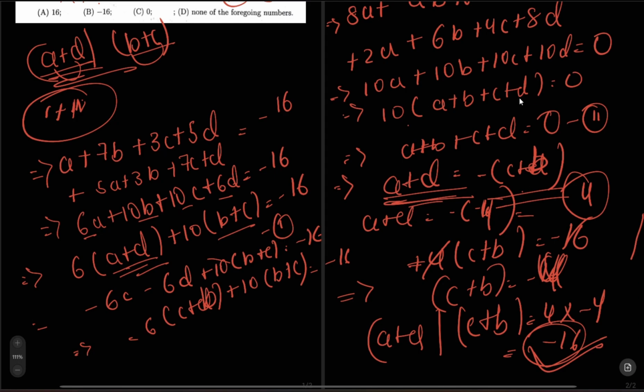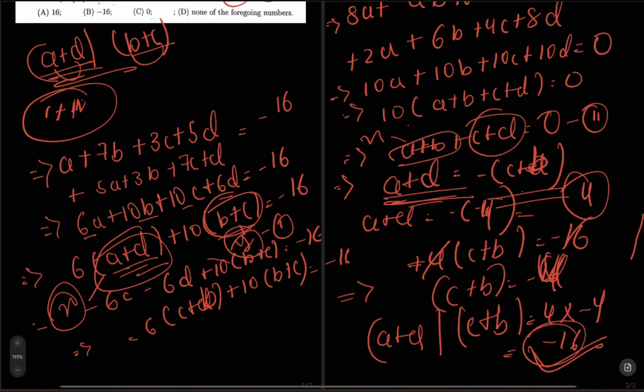You can solve it with one more approach that can be a little shorter than this. You can let a plus d be x and b plus c be y. If you solve with this approach, then you can see that it will be 6x plus 10y equals minus 16, and x plus y equals 0. Here is how the equations can be made simpler and solved easily.